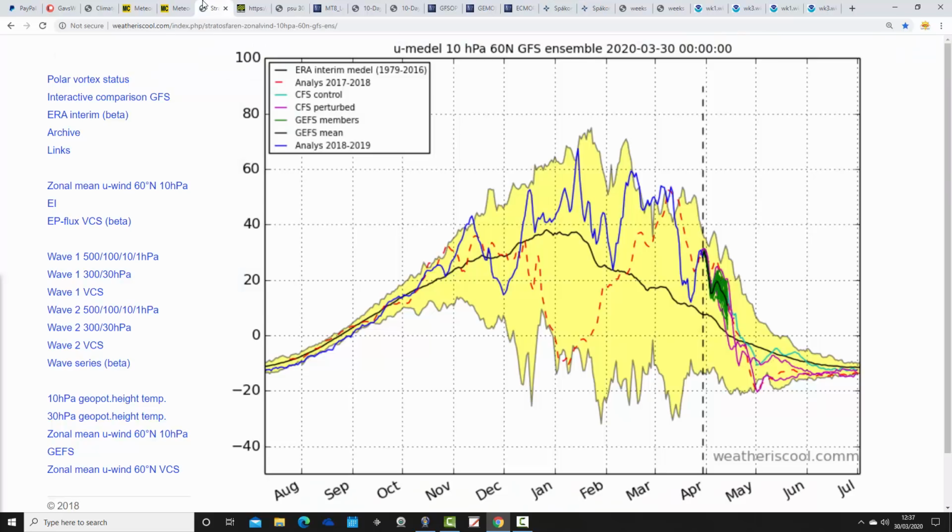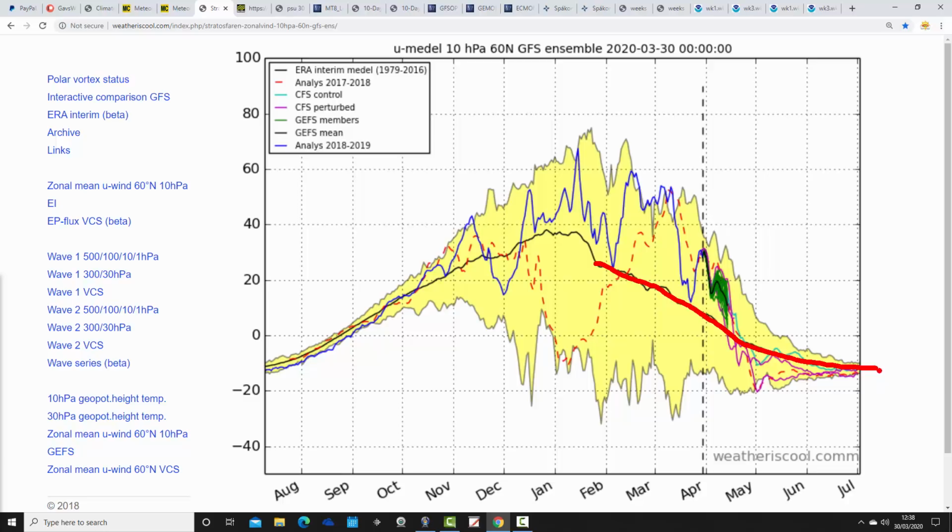This is from weatheriscool.com, and it's showing us the strength of zonal winds at 10 HPA. So zonal winds, kind of a way of looking at the polar vortex. Lots of different coloured lines with this, but the most important ones are the blue and the black line. The black line is the trend line, so zonal winds should be weakening now through the spring and into the summer months. So zonal winds should go into reverse. That's even without any sort of southern stratospheric warming. That just happens cyclically every year.